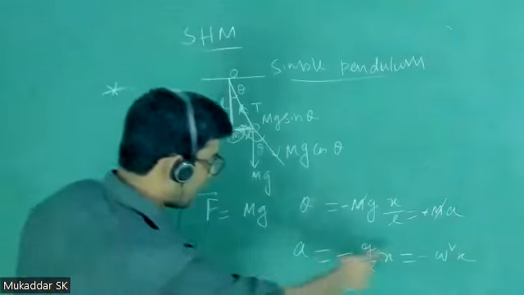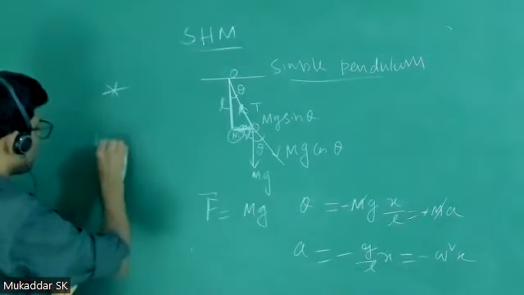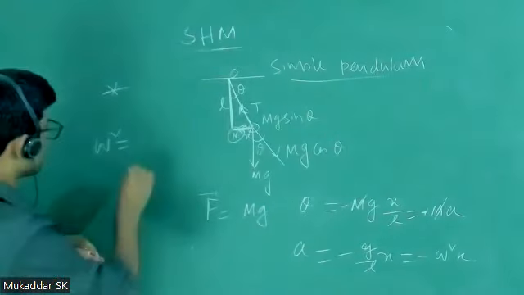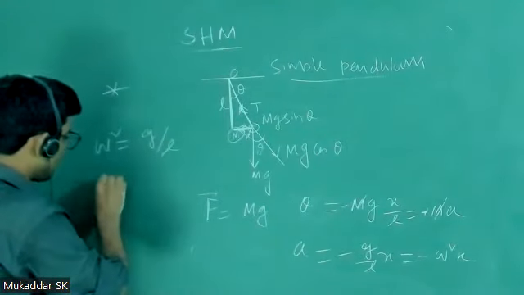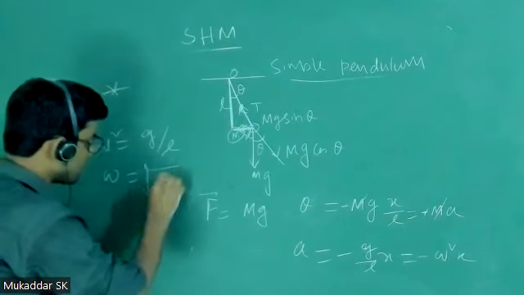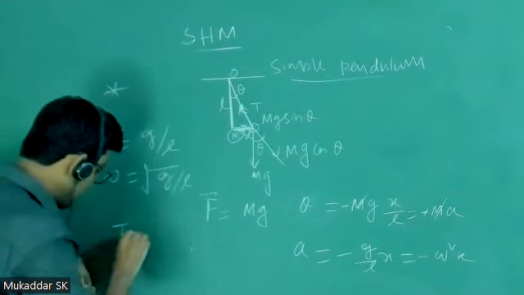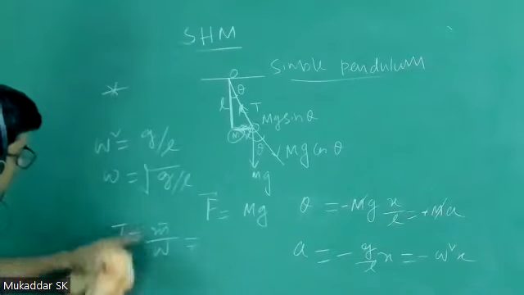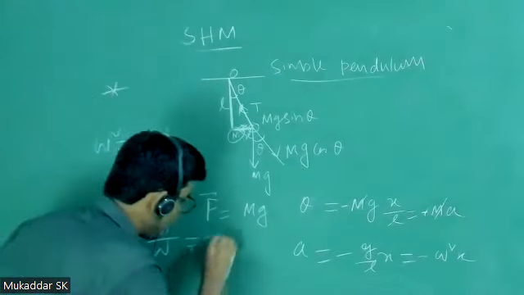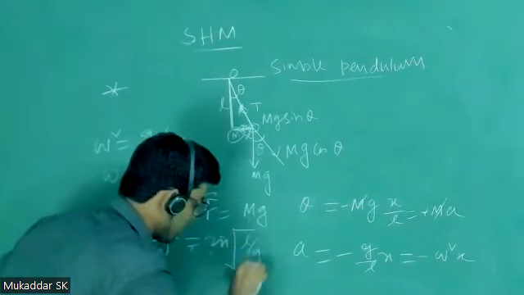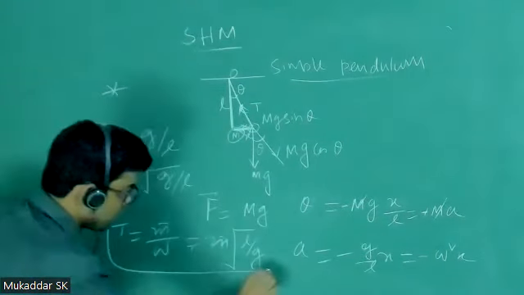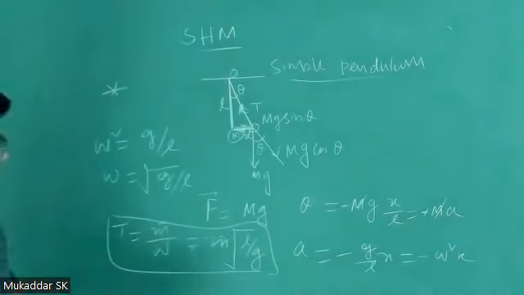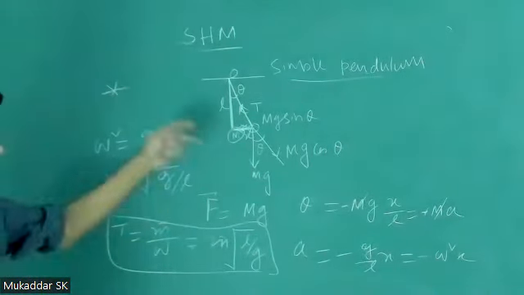So from here, how much is omega square? If you compare, that will be g by l, right? It means omega is how much? That will be square root of g by l. And T equals what? 2 pi by omega. And omega is square root of g by l. So that will be 2 pi square root of l by g. So this is the time period of oscillation of a simple pendulum. If you disturb that simple pendulum by a very small angle theta, it will execute simple harmonic motion.